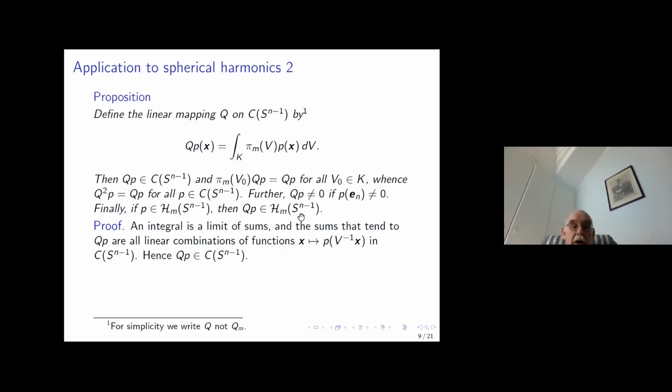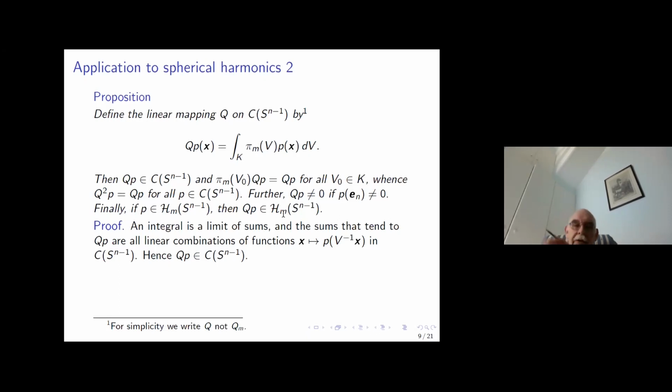And finally, if P is a harmonic polynomial, then Q of P is a harmonic polynomial. So this is a very important proposition for me, and so I'm going to give you the proof in pretty much complete detail.